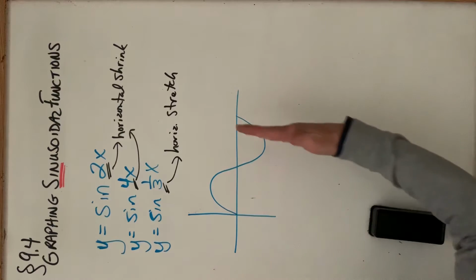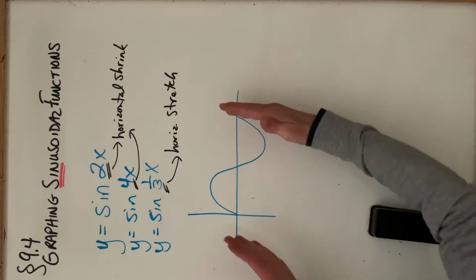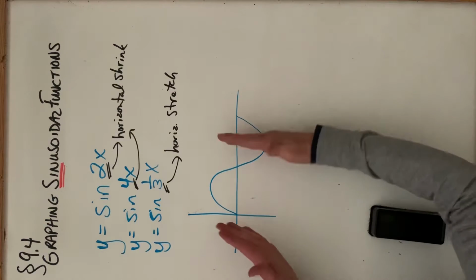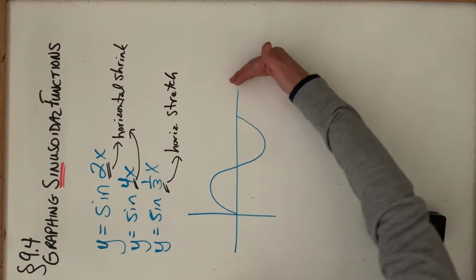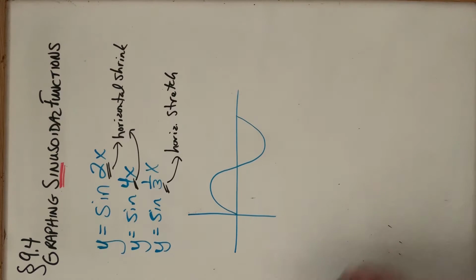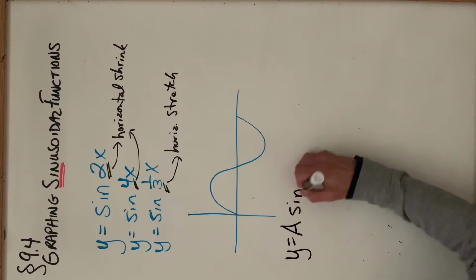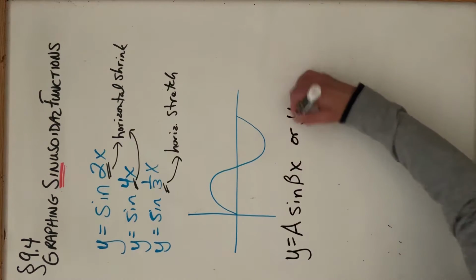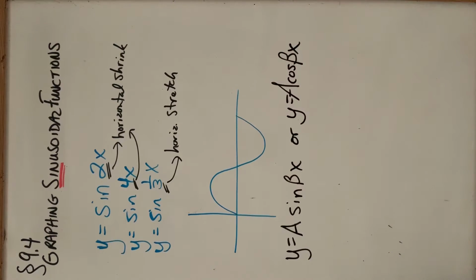It affects the period. So instead of one full cycle fitting from 0 to 2 pi, if we take and stretch or shrink that, it's either going to take less space, so our period will be shorter, or it's going to take more space, so our period would be larger, okay? All right, so let's make some generalizations then. So let's say that we had y equals a times the sine of bx, or y equals a times the cosine of bx. Okay, again, remembering that sine and cosine are both sinusoidal functions.